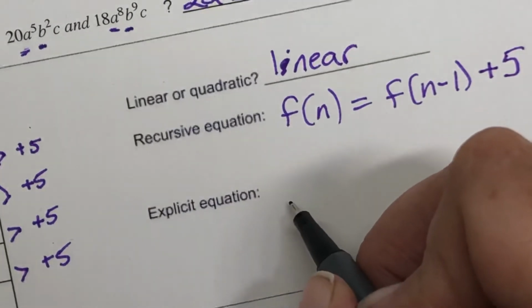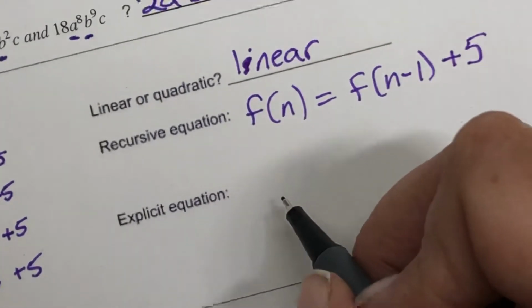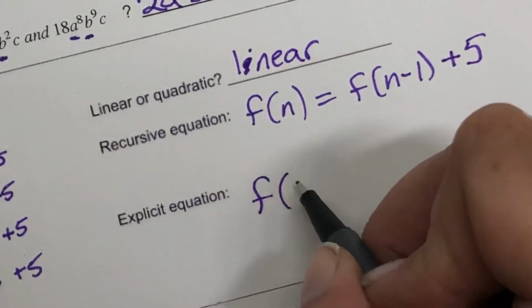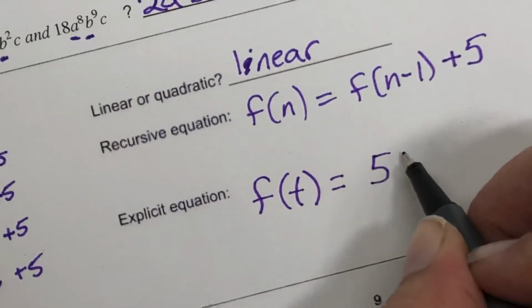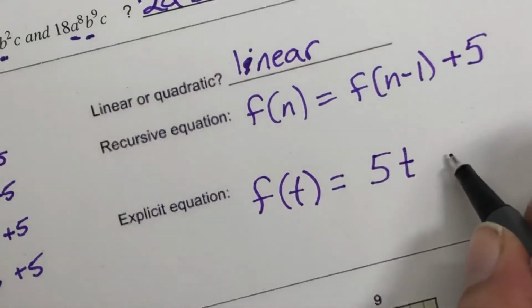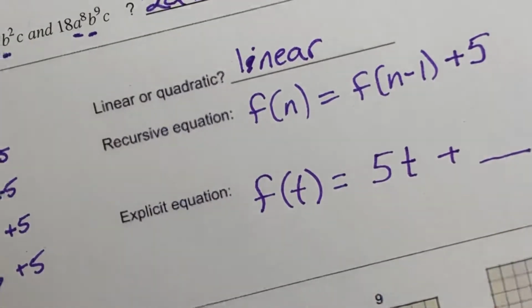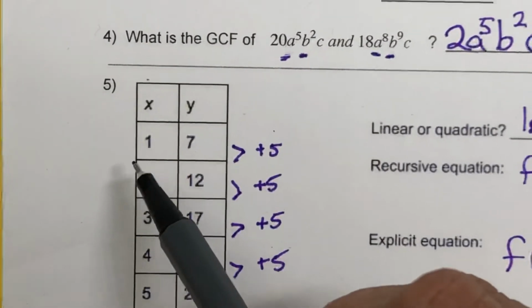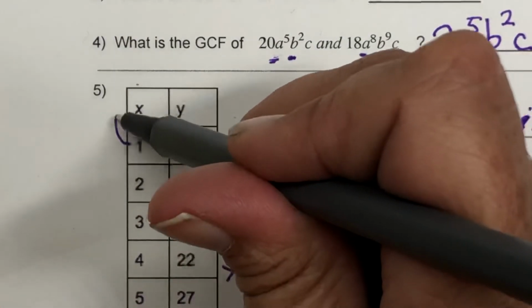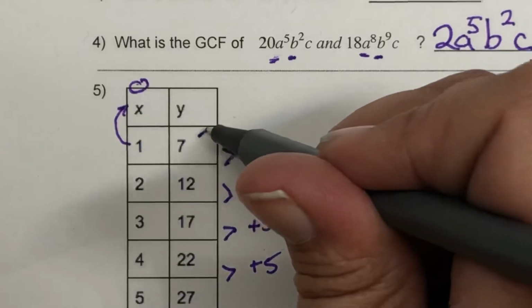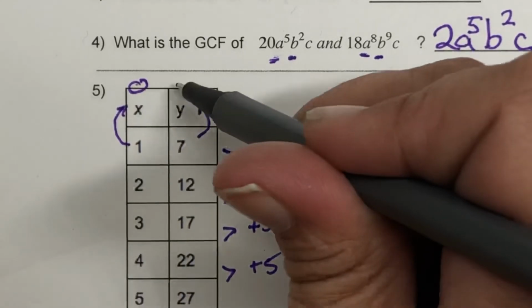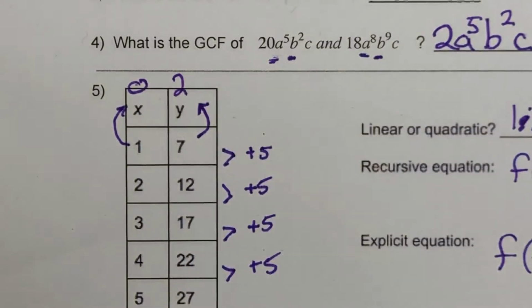For our explicit equation, I'll use t's because that's what I used to do. So for t, it's the rate of change, so 5t, and then plus your initial value. Well, we don't have an initial value here because it starts at 1. So we have to consider, if we worked our way back to 0, what would this be? You'd go backwards 5, so 7 minus 5, it would be a 2.